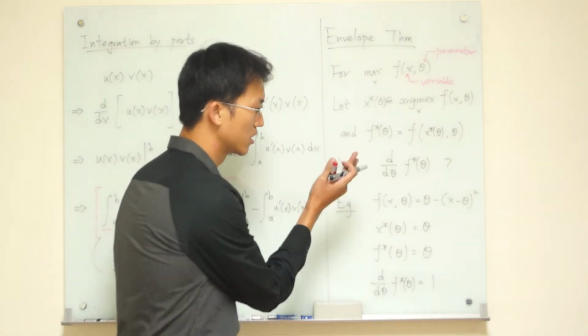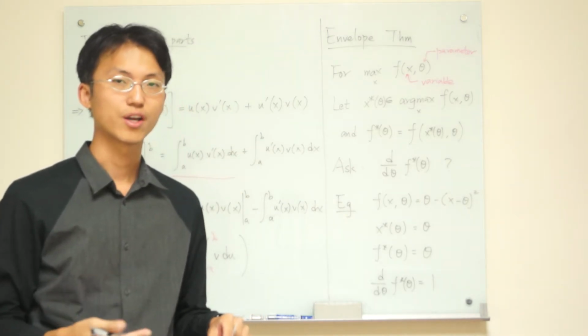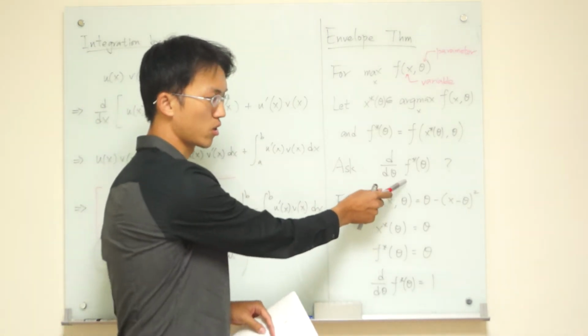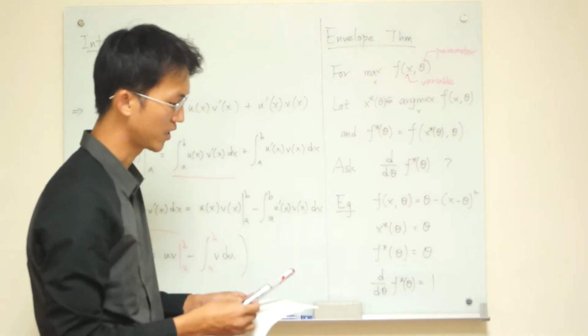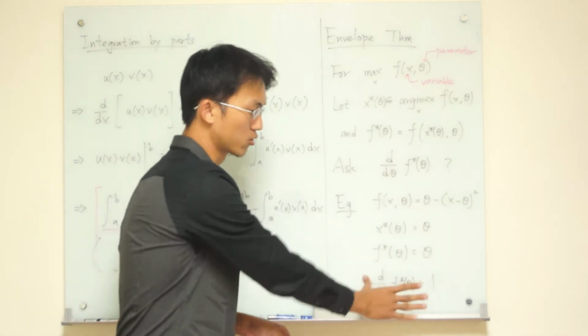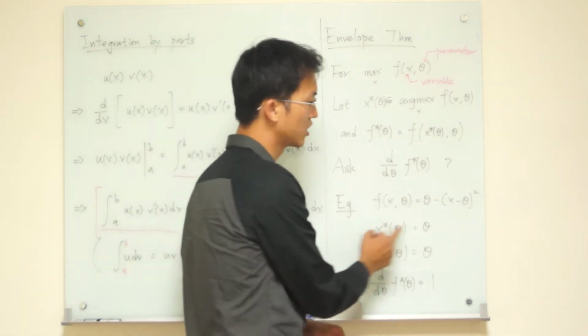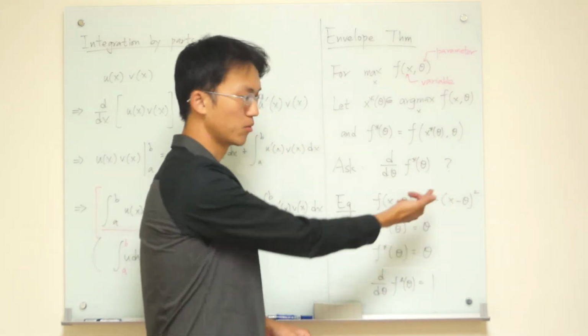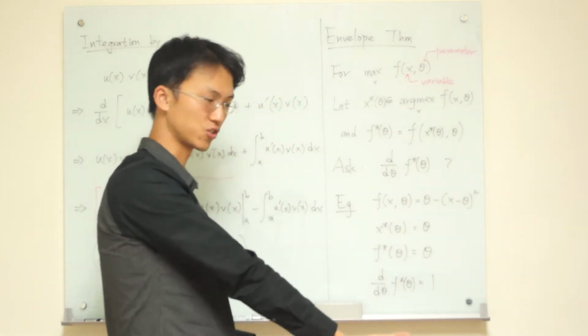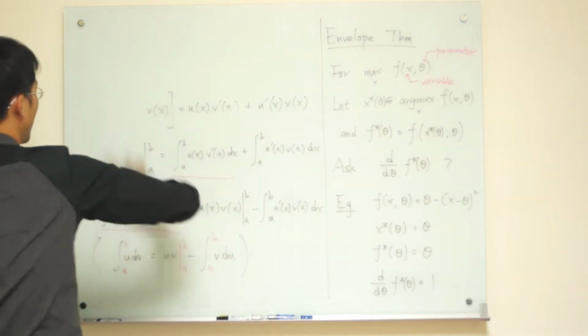The thing is that we want a formula to help us calculate this quantity. I want to find a formula so that I don't need to carry out the calculation here. In particular, I hope I do not need to plug in the optimal solution and then do differentiation. I want some kind of formula to do that. So let's see what that is.